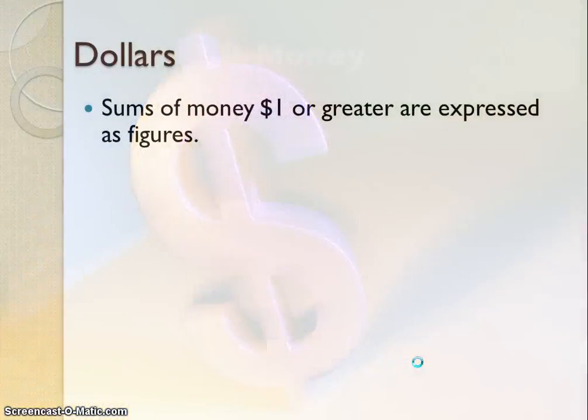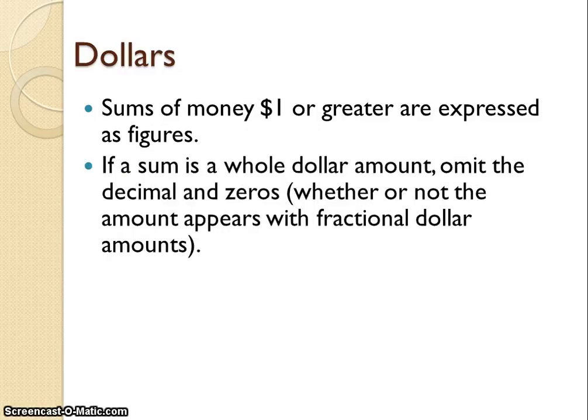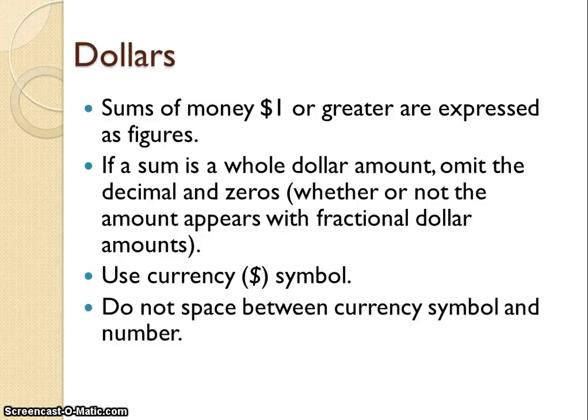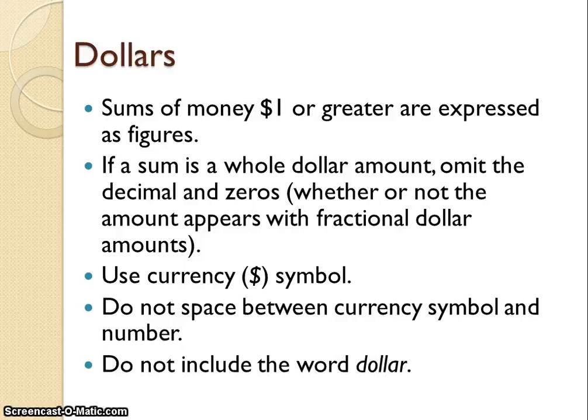Okay. For money, sums of $1 or greater are expressed as figures. If the sum is a whole dollar amount, omit the decimal and zeros, whether or not the amount appears with fractional dollar amounts, and use the currency symbol. And don't put a space between the currency symbol and the number. And do not include the word dollar. Since the dollar sign represents the word dollar, we don't need this.